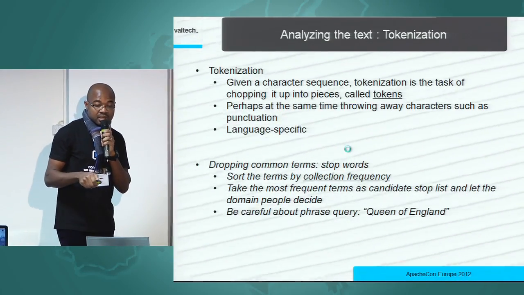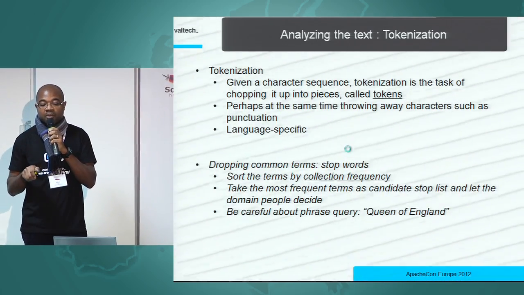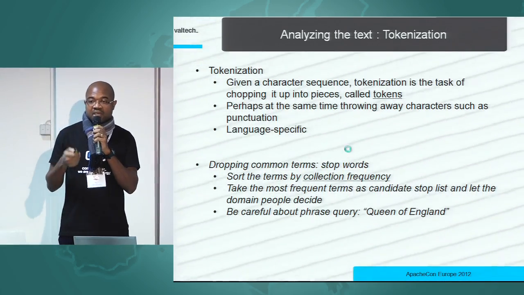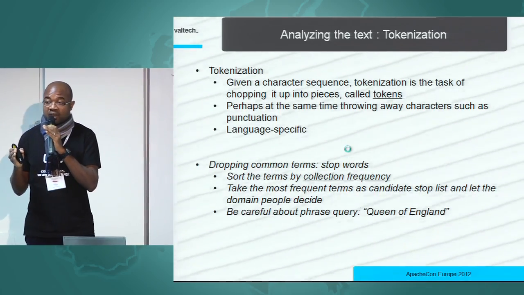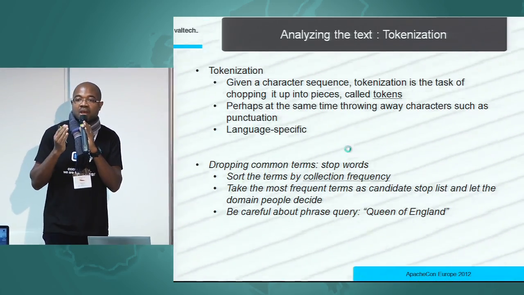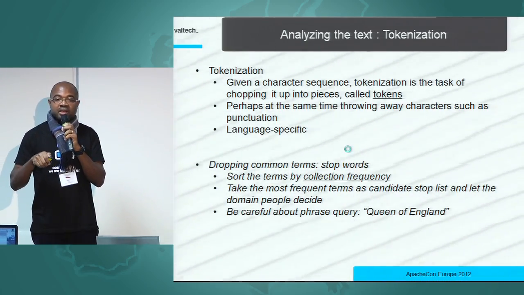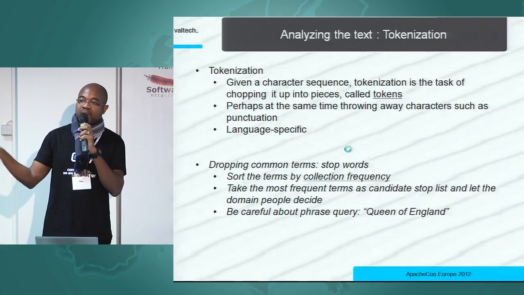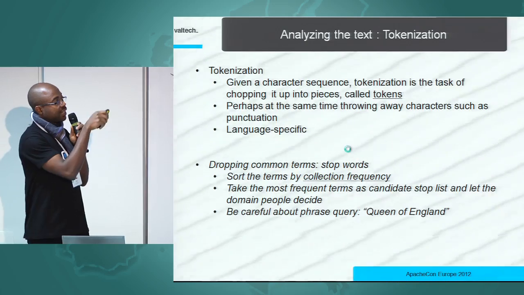The tokenizer is given a character sequence, and its task is chopping it up into pieces called tokens. It is language specific, because in English, for example, you have words separated by spaces. It's not the case in German. If you are tokenizing German text, you have many words in just one expression. And if you are considering Arabic text, it is even more complicated because they write from right to left, and you write English from left to right. So the tokenizer is very language specific.